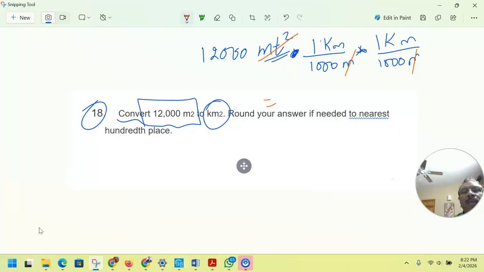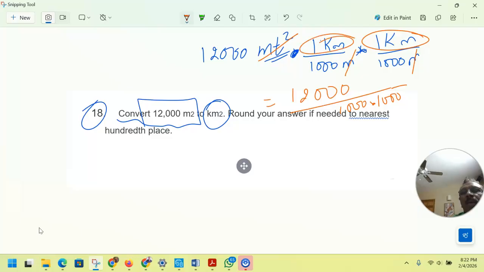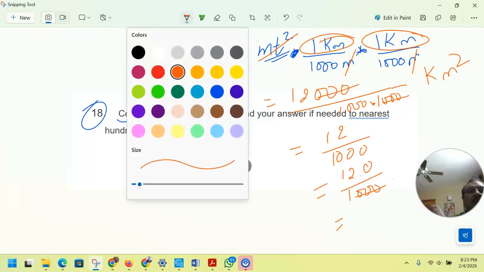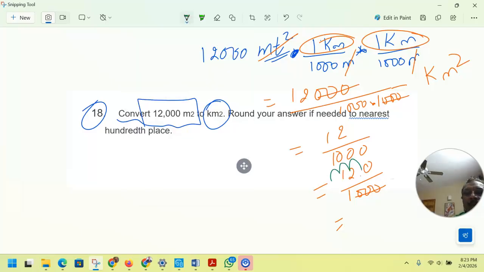Okay. So you're left with 12,000 divided by 1000 times 1000. So this answer will be, there are 2 kilometers, so kilometers square. So this answer we can cross out these three zeros. I think you get 12 divided by, which is 12.0. You can use the calculator, but because of these three zeros, I can cross out and move the decimal three places to the right, 1, 2, and 3. So it becomes 0.012 kilometers square.